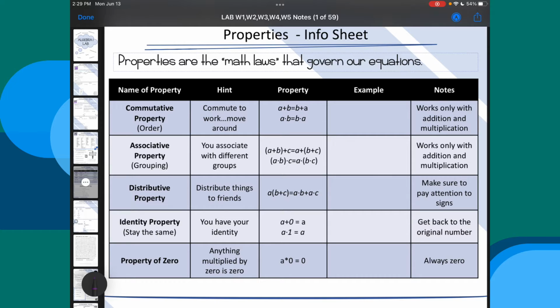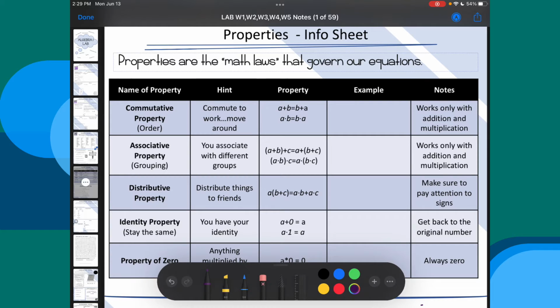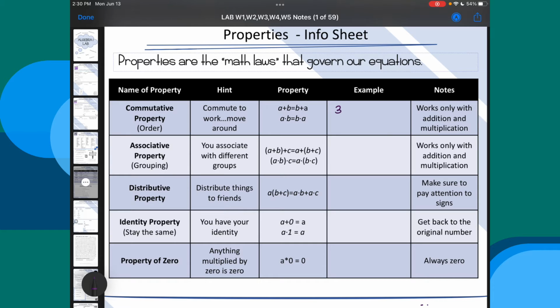The commutative property says that numbers are allowed to move around in the order that they're in. So A plus B would be the same as B plus A. With numbers, that looks like 3 plus 7 being the same as 7 plus 3. This only works for addition and for multiplication. So 3 times 7 could be rewritten as 7 times 3.